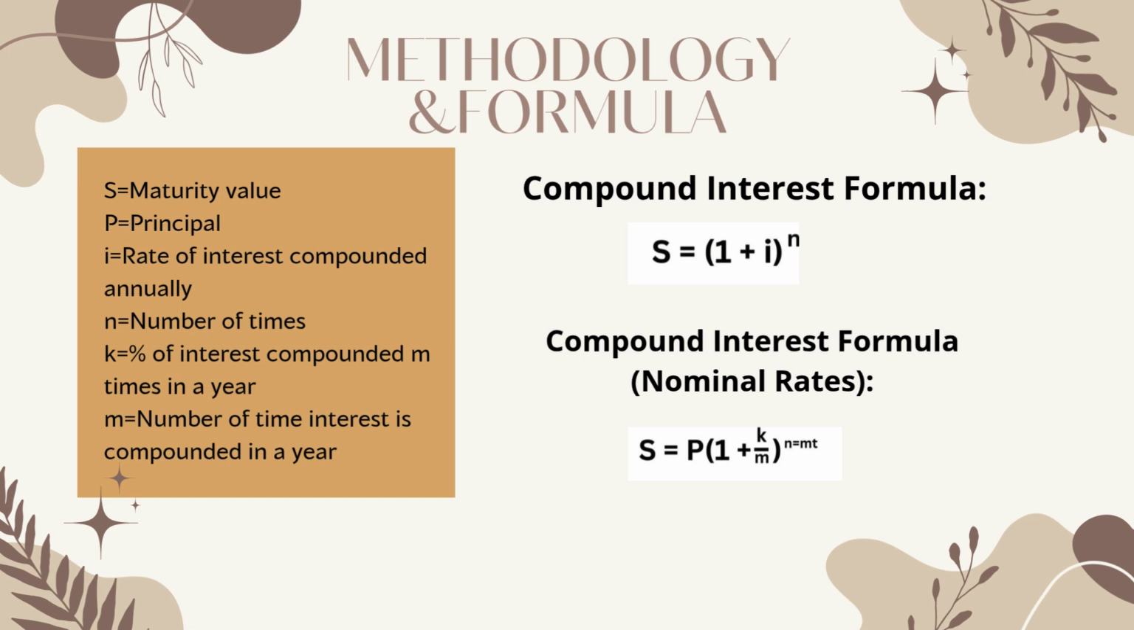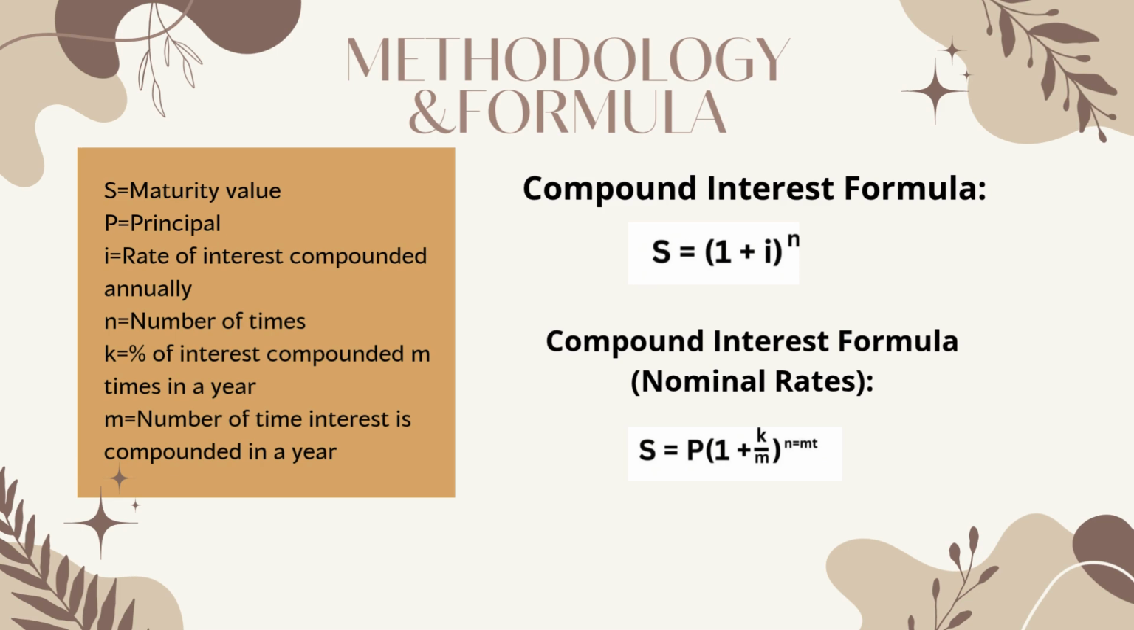I'm going to explain about methodology and formula for compound interest. S equals maturity value, P equals principal, I equals rate of interest compounded annually, N equals number of times, K equals percent of interest compounded m times in a year, and lastly M is equal to the number of times interest is compounded in a year.